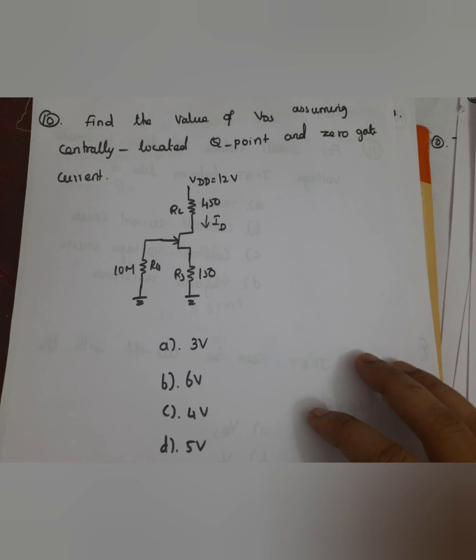10th question, find the value of VDS assuming centrally located Q point and 0 gate current. And for this circuit, find the value of VDS assuming centrally located Q point and 0 gate current.